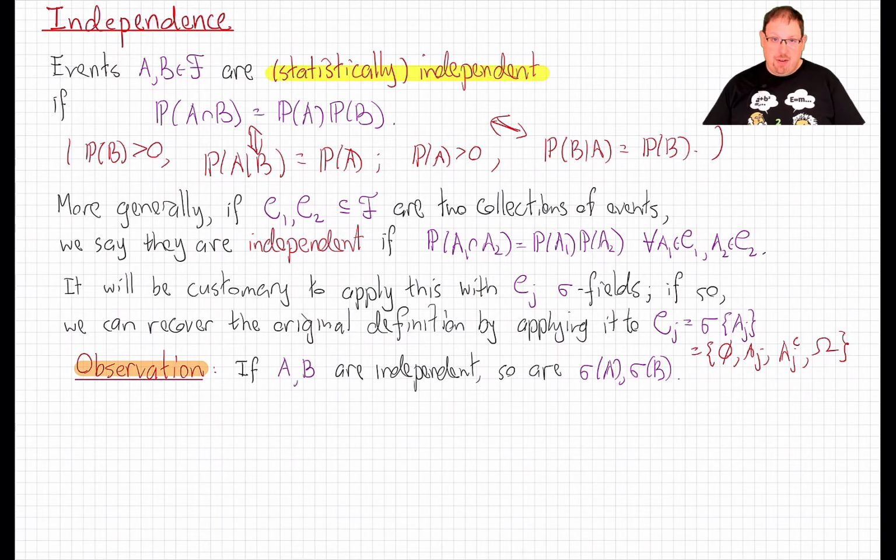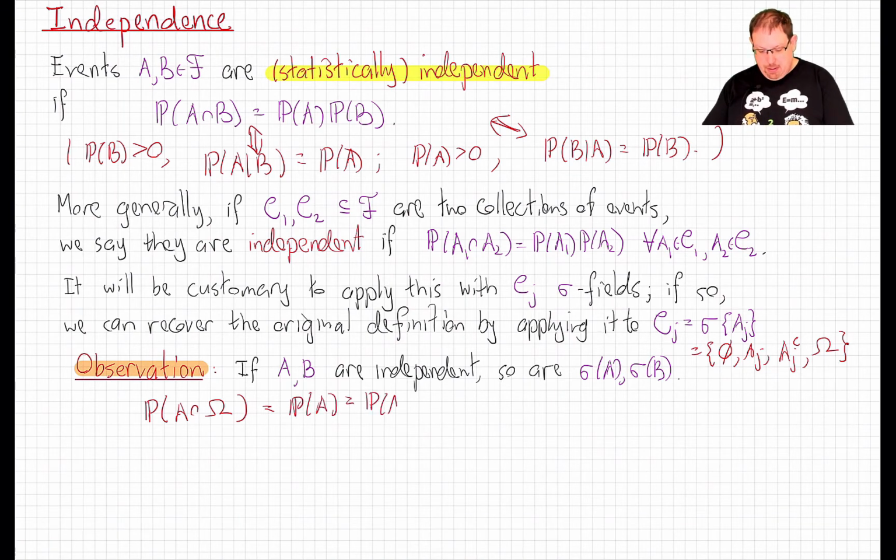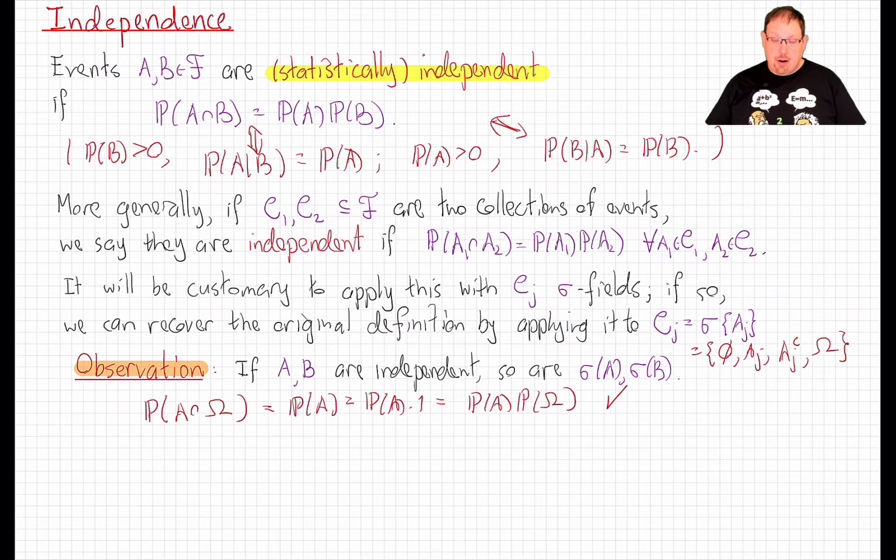Let's hold A fixed and vary elements of the sigma field generated by B. The probability of A intersect the whole sample space, well, A intersect the whole sample space is just A, so that's the probability of A, which is the same as the probability of A times 1, which is the probability of A times the probability of the whole sample space. Therefore, the sample space is always independent from everything. Now, our assumption was that A and B are independent. What about A and B complement?